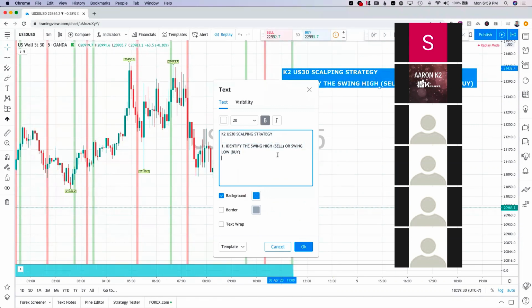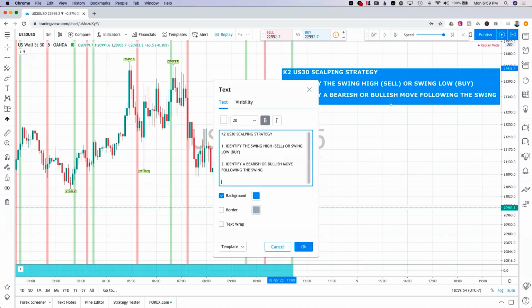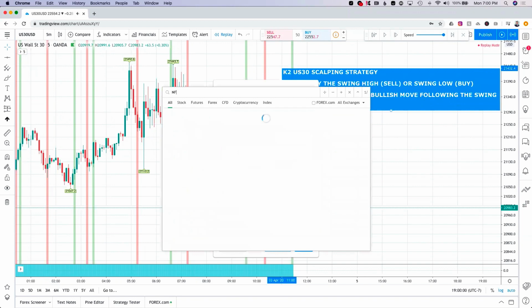And next, you need to identify a bearish or bullish move following the swing. And then lastly, K2 signal confirmation.